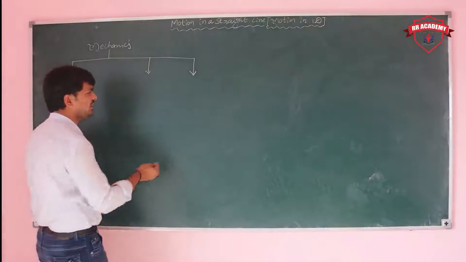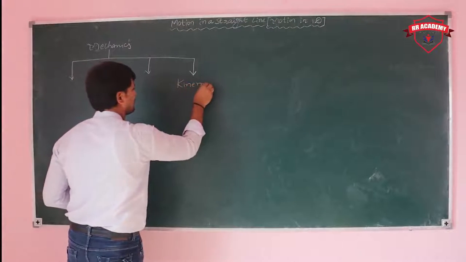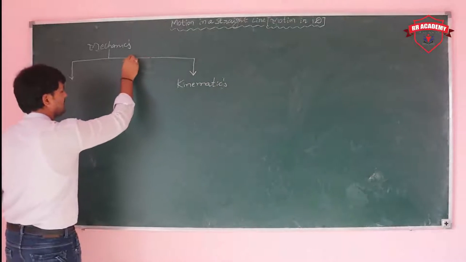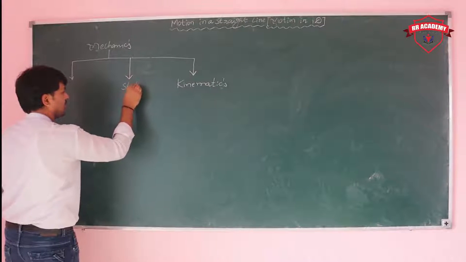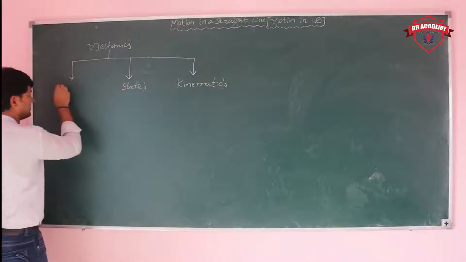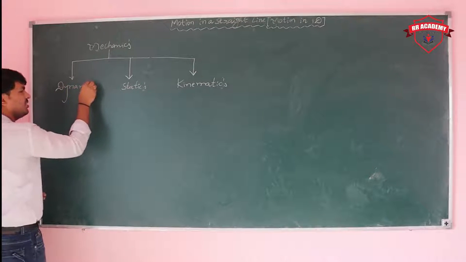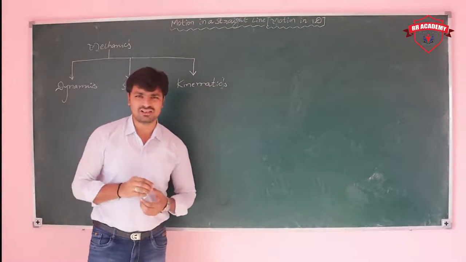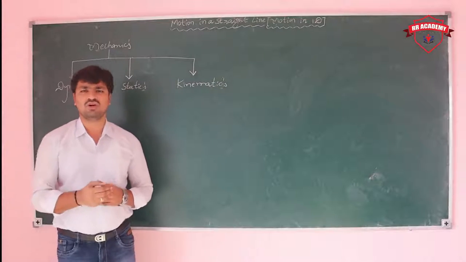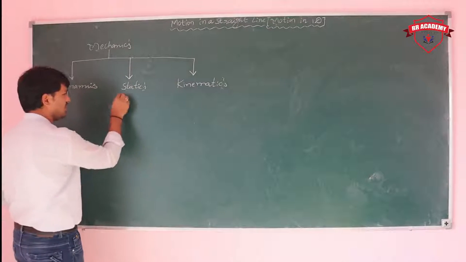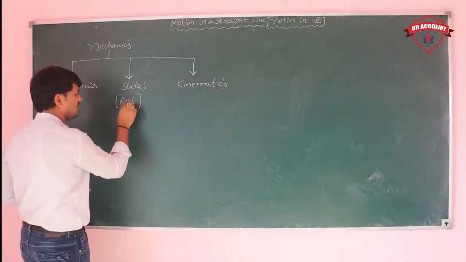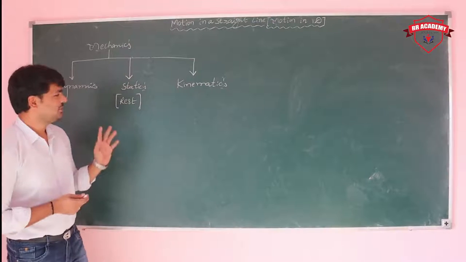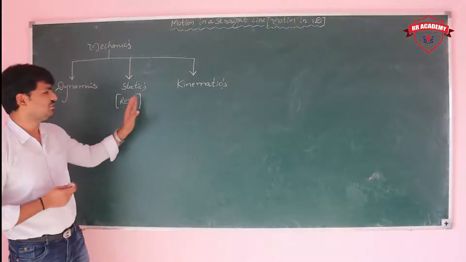Mechanics can be divided into three types. First one, kinematics. Second, statics. And then dynamics. Actually, first let's take statics. Statics is a branch of mechanics which deals with bodies which are under rest condition. Bodies that are at rest are completely discussed in statics. But we are going into a motion topic, so we are not going to discuss it here.